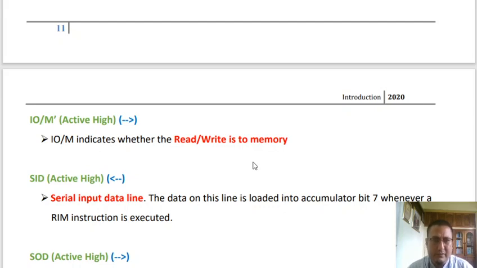If you are reading from IO devices, it will be set to 1. If you're reading from a memory device, it will be set to 0. Likewise, if you're writing into IO devices, this signal will be set to 1, and if you're writing to memory, it will be set to 0. So IO oblique M bar is used to distinguish whether it's an IO operation or a memory operation.